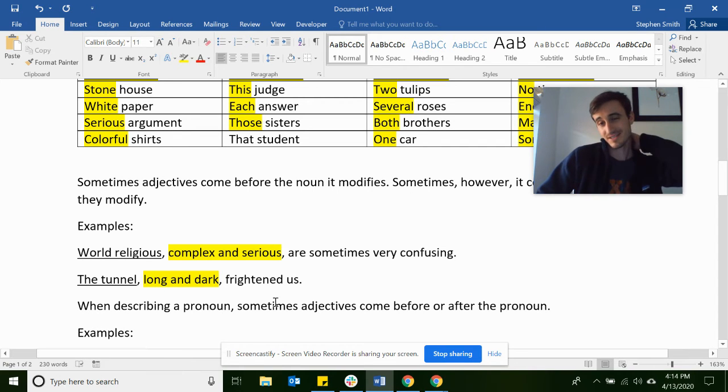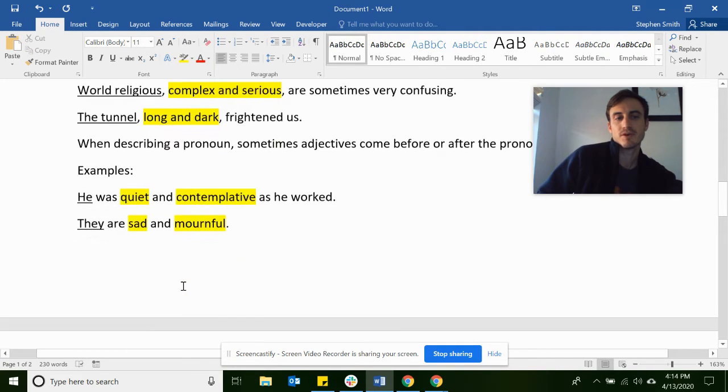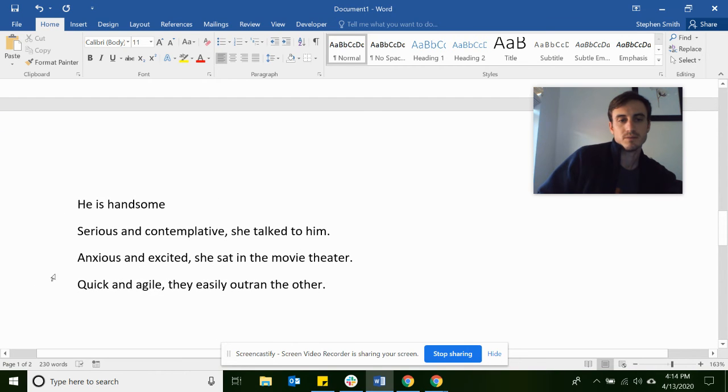When describing a pronoun, sometimes adjectives come before or after the pronoun. So here are some examples. Here's my pronoun, he. He was quiet and contemplative as he worked. Quiet and contemplative. Those are my adjectives. They is my pronoun. They are sad and mournful. So these adjectives come after the pronoun. However, we'll get there in a second. Here's one more example. He is handsome. Handsome describes he.